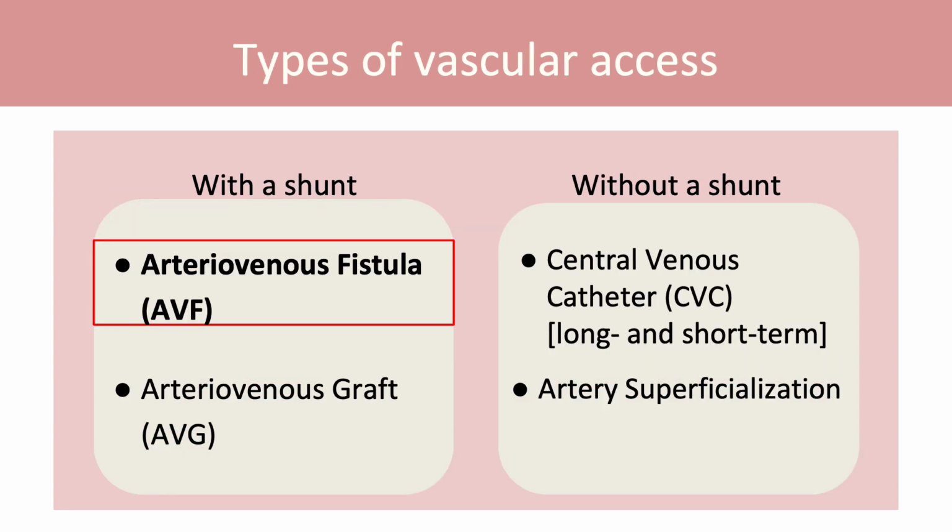There are two categories of vascular access, VA with a shunt or without a shunt. Vascular access that requires an internal shunt is classified into two types, arteriovenous fistula, AVF, and arteriovenous graft. Vascular access without a shunt is classified into central venous catheter placement, CVC, and brachial artery superficialization. In this lesson, AVF is explained.